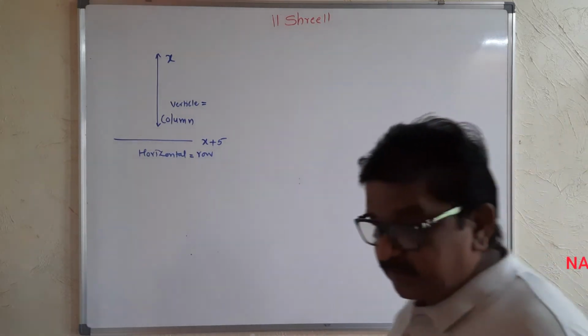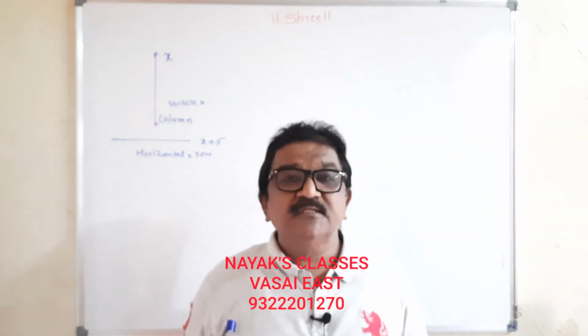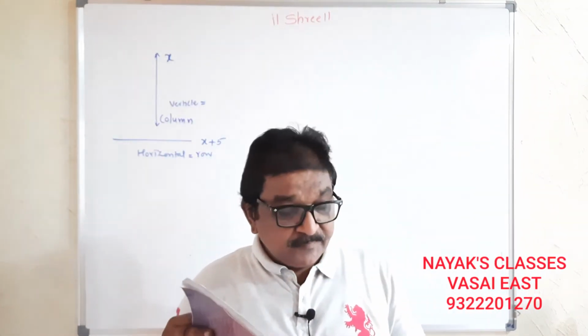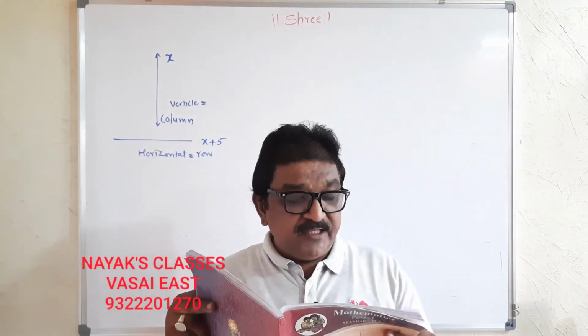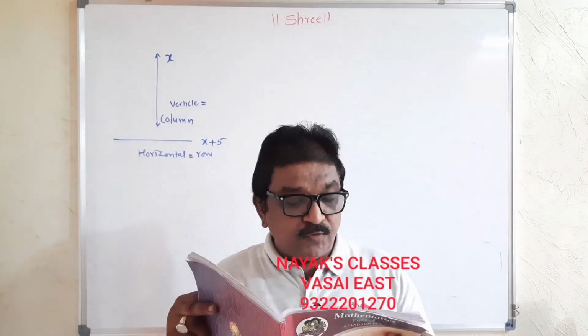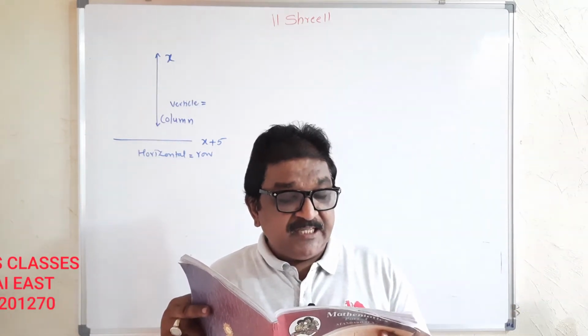Now the third example is in an orchard. Orchard means fruit garden. Shri Madhusudan, the number of orange trees in each row is 5 more than the number of trees in each column.